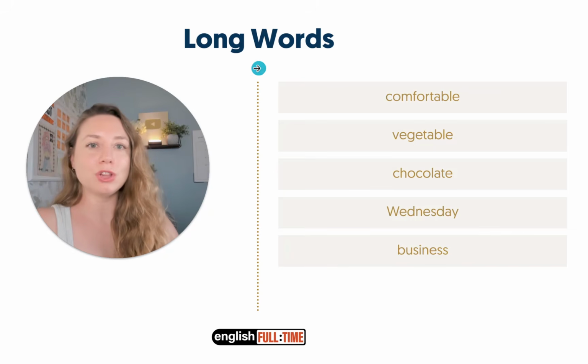Now we have long words. We have comfortable, vegetable, chocolate, Wednesday, business. Again, comfortable, vegetable, chocolate, Wednesday, business.